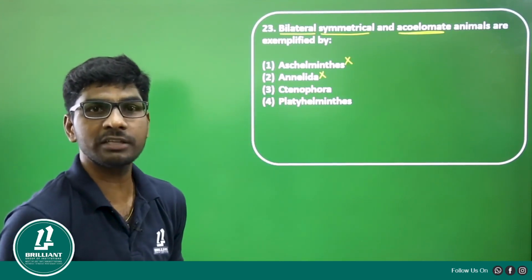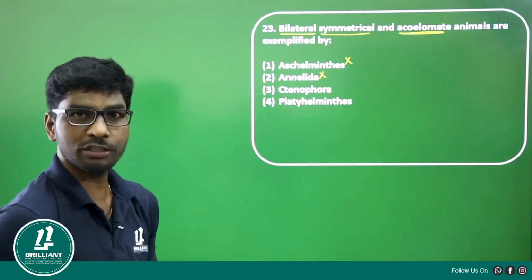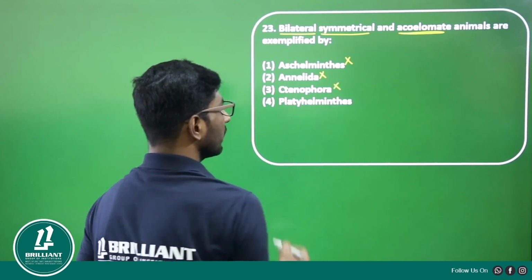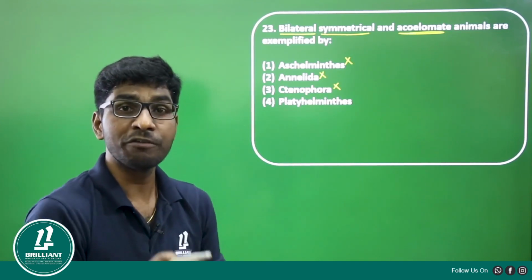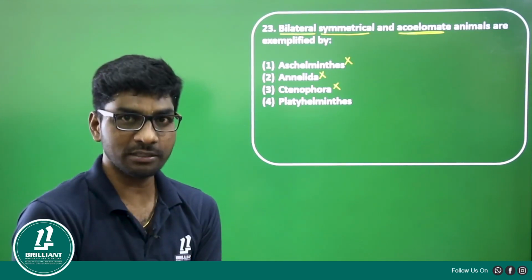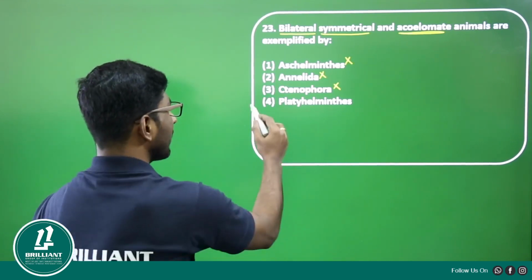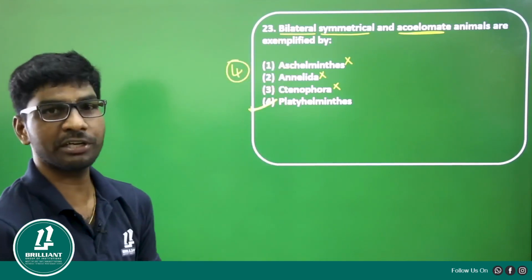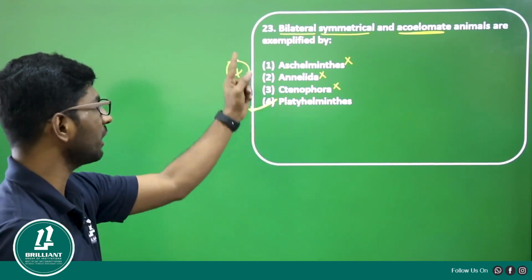Ctenophora are not bilaterally symmetrical; they are radially symmetrical animals. I agree they are acoelomate, but bilateral symmetry is not correct for Ctenophora, so this is also not correct. Platyhelminthes, the flatworms in the animal kingdom, are the first to form the third germ layer, so they are triploblastic, and also acoelomate. Coelom is absent in Platyhelminthes. So the correct answer to this question is 4. The correct answer to 23 is 4.